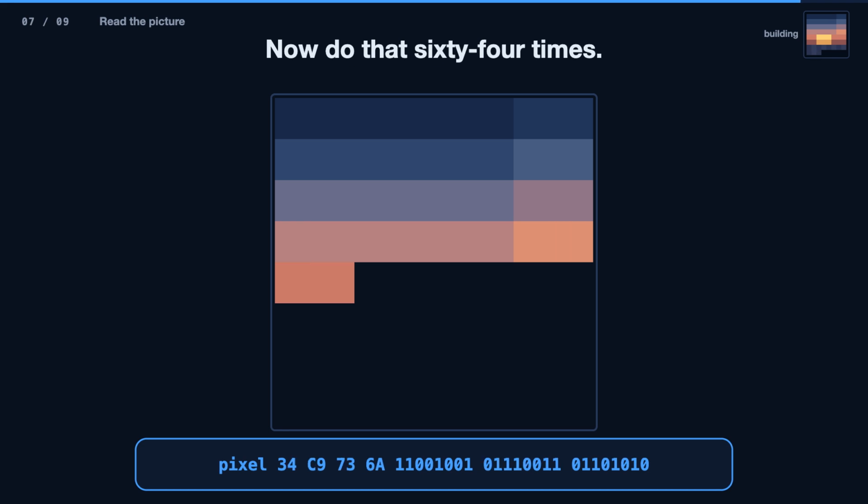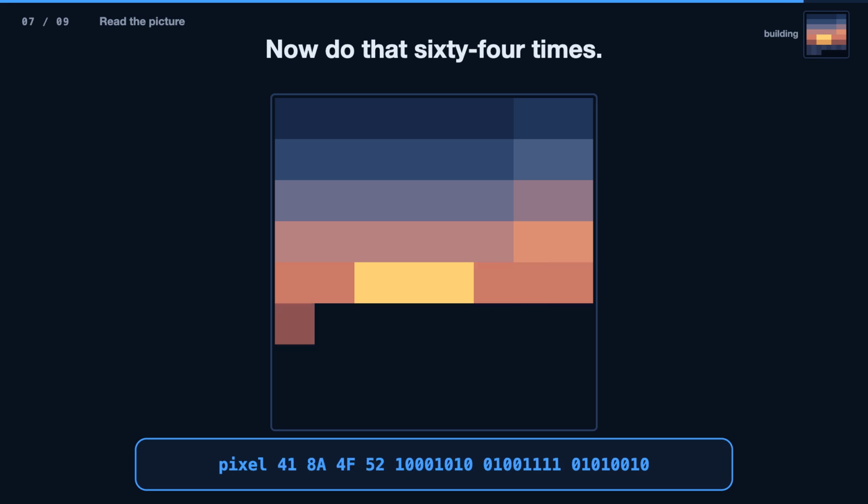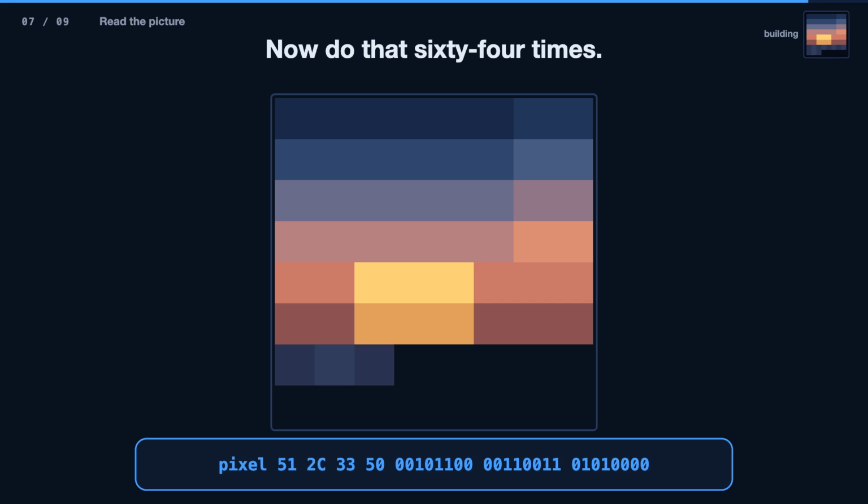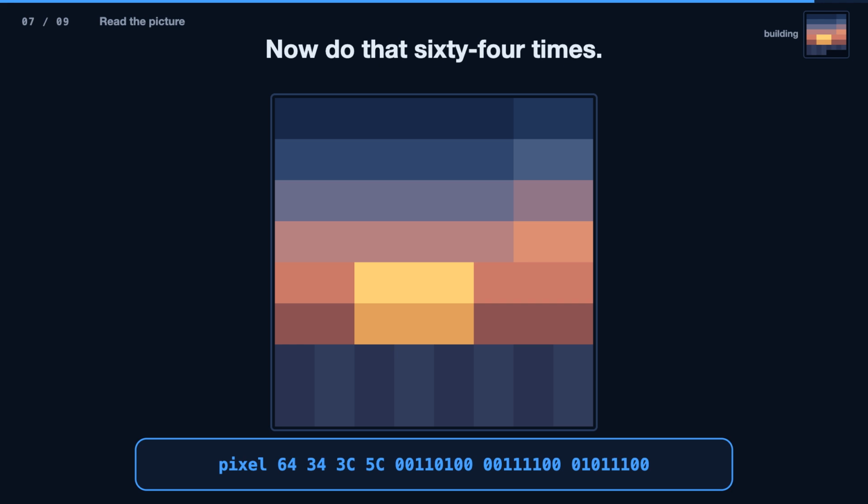64 pixels, 3 bytes each, 192 bytes, 1,536 switches. That is the number from the very first frame, and you can now read every one of them.